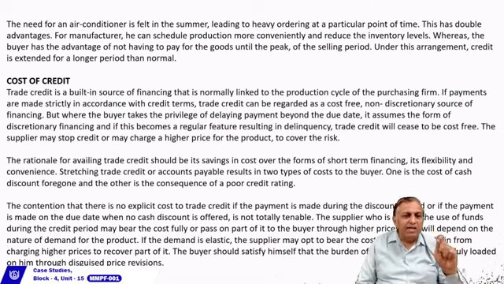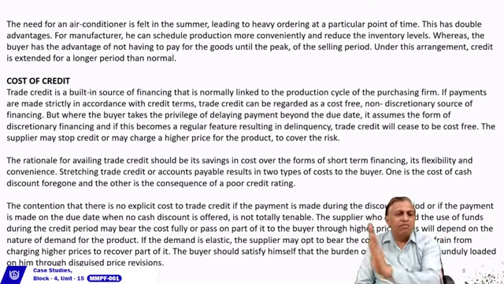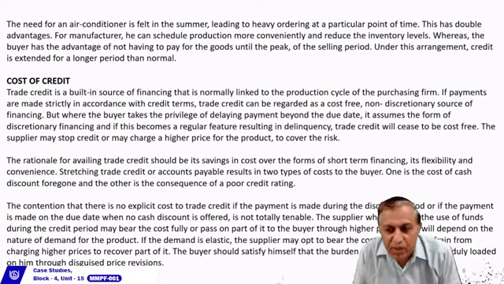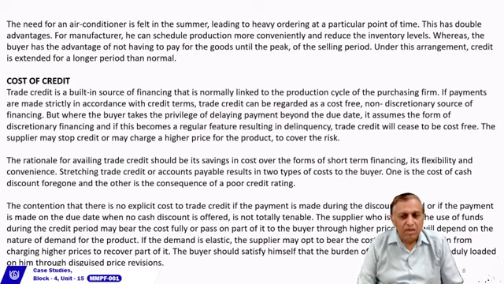The rationale for trade credit should be its saving in cost over other forms of short-term financing, its flexibility and convenience. Stretching trade credit or accounts payable results in two types of cost to the buyer. One is the cost of cash discount foregone, and the other is the consequences of a poor credit rating. The contention that there is no explicit cost to trade credit, if the payment is made during the discount period, or if the payment is made on the due date when no cash discount is offered, is not totally tenable.